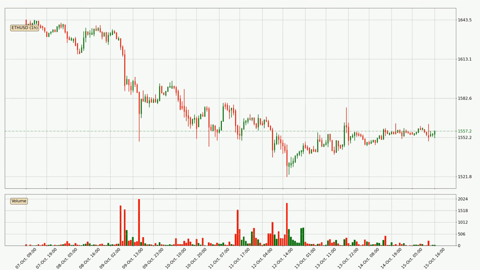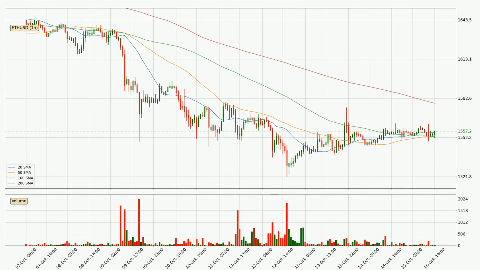If we look at the hourly time frame for Ethereum, the price went up only slightly with around 0.0% in the last 24 hours, with a current price of 15.57. Jumping to the hourly simple moving averages, the current price is between the 20 and the 200 SMA.